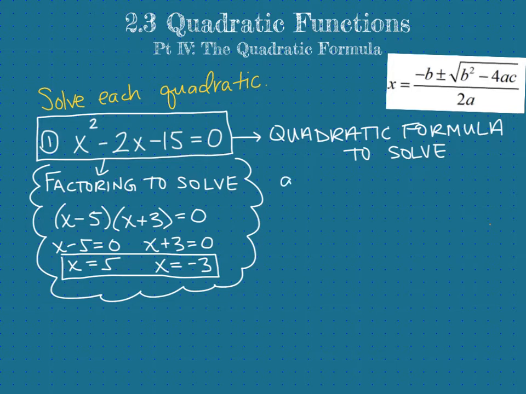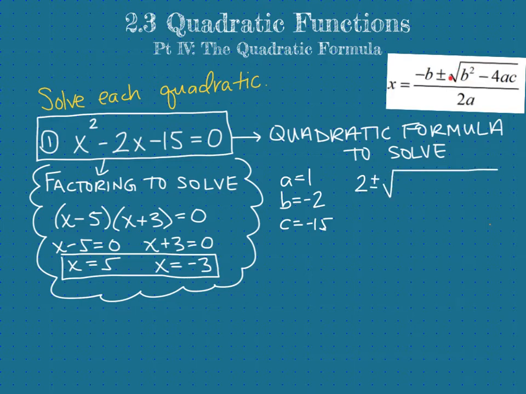So we'll have that a is 1, that's the number in front of x squared. B is negative 2, the number in front of our x. And c, the constant, is negative 15. Negatives do matter, so be careful with that. All right, now we can plug in. We're going to have the opposite of b. So we'll have the opposite of negative 2 to begin. So we'll have 2. Then we have a plus or minus, big square root.